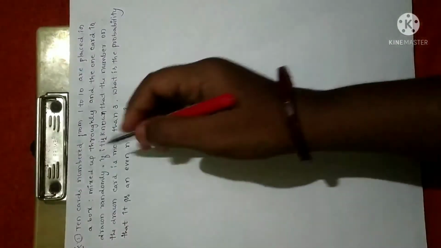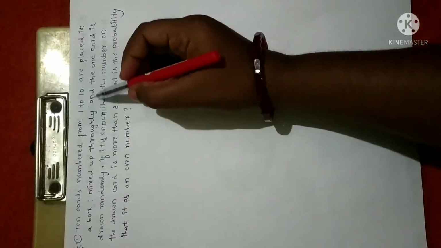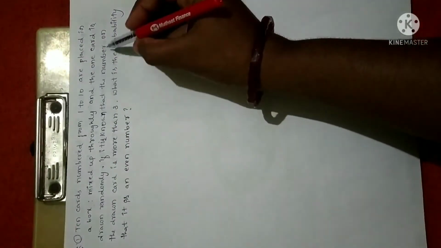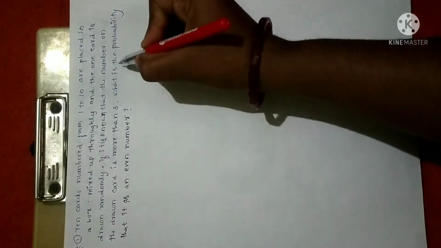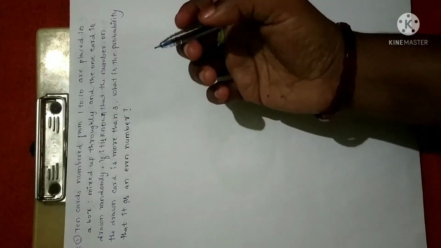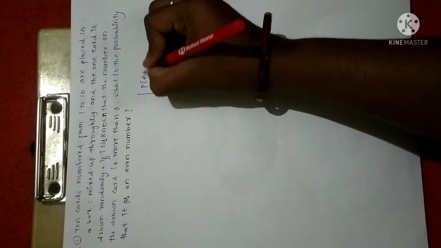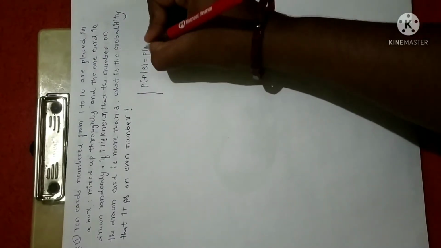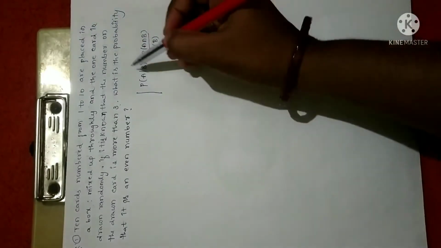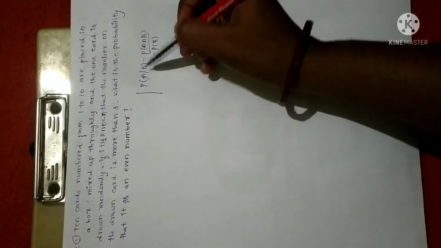10 cards numbered from 1 to 10 are placed in a box, mixed up thoroughly, and one card is randomly picked. If it is known that the number on the drawn card is more than 3, what is the probability that it is an even number? As I already told you, we define conditional probability as probability of event A with respect to B is equal to probability of A intersection B divided by probability of B. That is the probability of any event A with reference to one more event which has already happened.